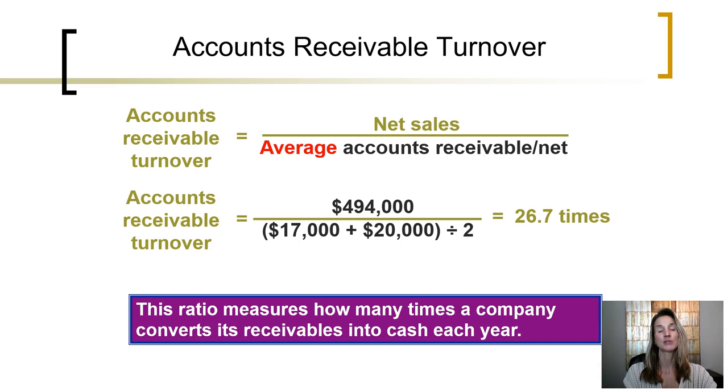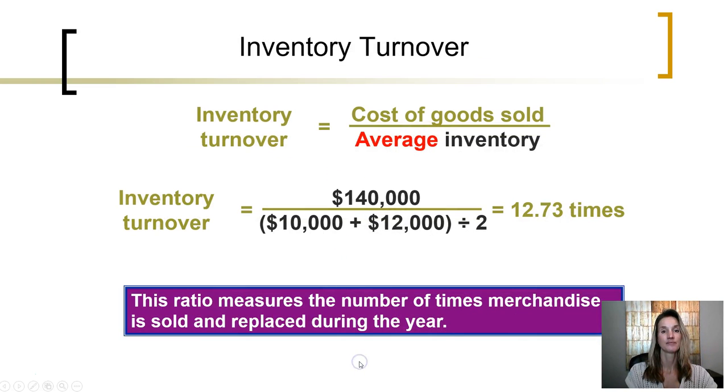The accounts receivable turnover ratio, calculated net sales divided by average accounts receivable net of the allowance for doubtful accounts. This ratio measures how many times a company converts its receivables into cash each year. Inventory turnover, cost of goods sold divided by the average amount of inventory, measures the number of times merchandise is sold and replaced during the year.